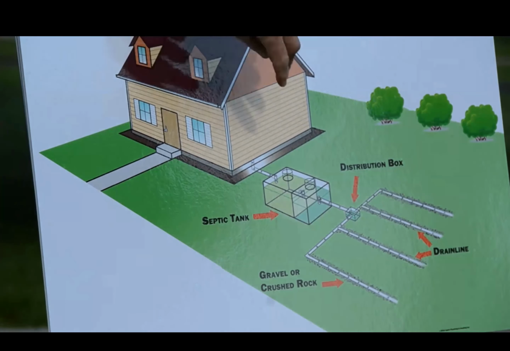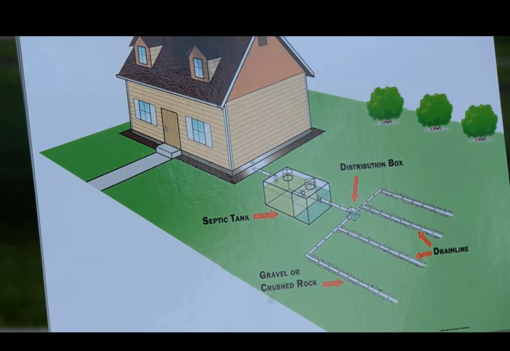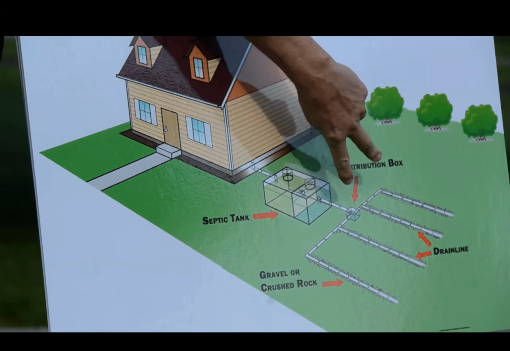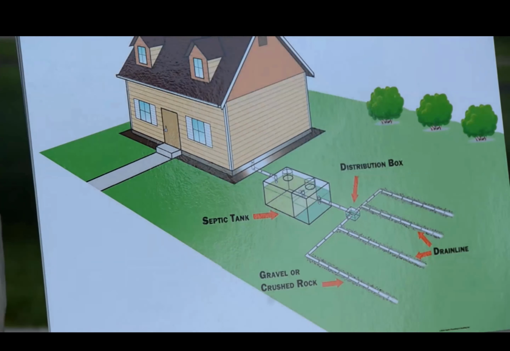Okay, the drain field consists of perforated pipe, trenches that have stone in it, and soil on top of those trenches, and what's called a distribution box. So the distribution box evenly distributes the effluent to the various legs of the drain field.